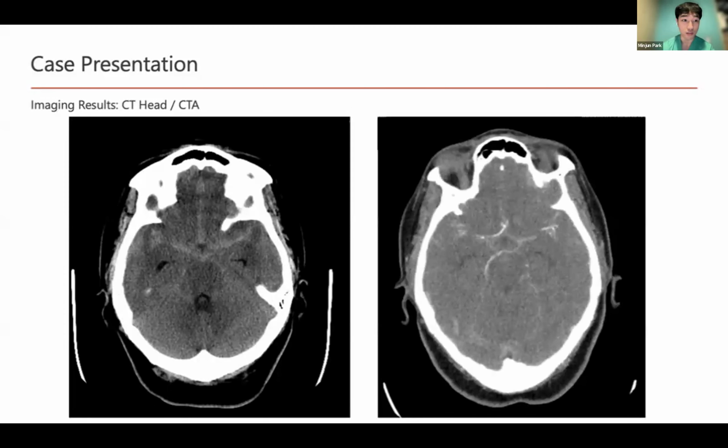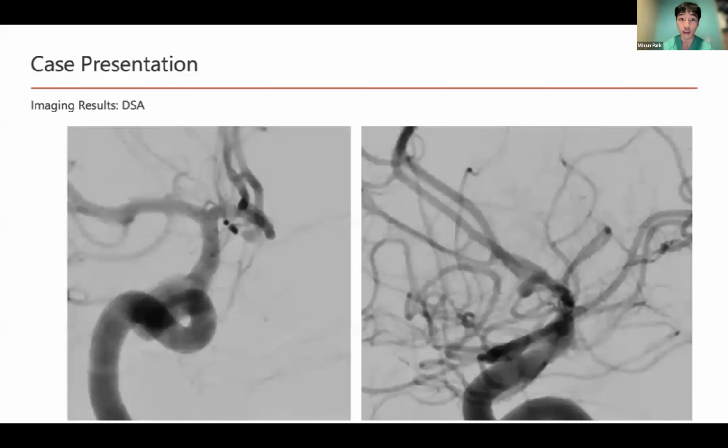So the next step was to get a DSA to locate exactly where it could be coming from. This DSA is from the right internal carotid artery shot. Here we see the middle cerebral artery and the anterior cerebral artery, and over here we do see some type of saccular aneurysm.